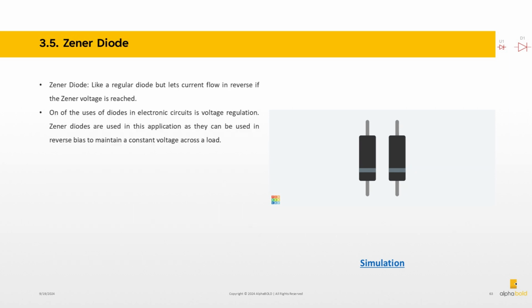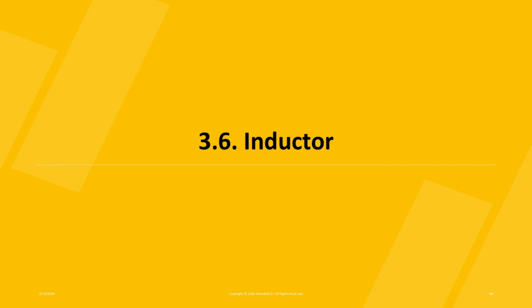Zener diode. Like a regular diode, but lets current flow in reverse if the Zener voltage is reached. One of the uses of diodes in electronic circuits is voltage regulation. Zener diodes are used in this application as they can be used in reverse bias to maintain a constant voltage across a load.